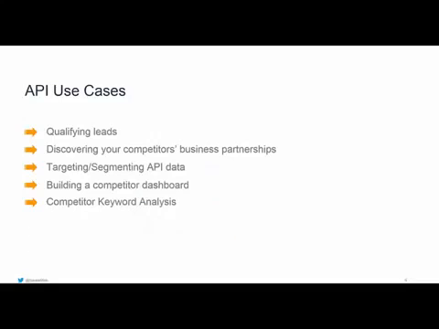To start with, we're going to be looking at 5 different use cases on how to use the API. We're going to be starting with simpler use cases and building up to the more complex ones. First, how to qualify leads using the API. Then we'll look at how to discover your competitors' business partnerships, targeting and segmenting API data, building a competitor dashboard, and competitor keyword analysis. The last 2 are a bit more complex, but we're going to build up to it.